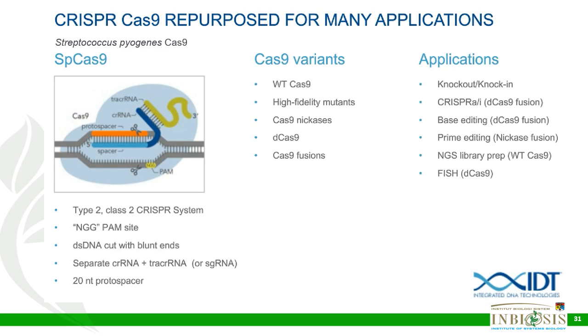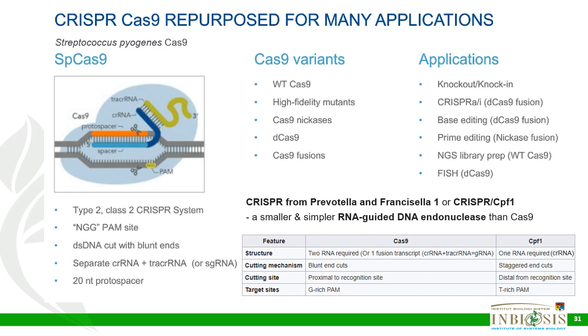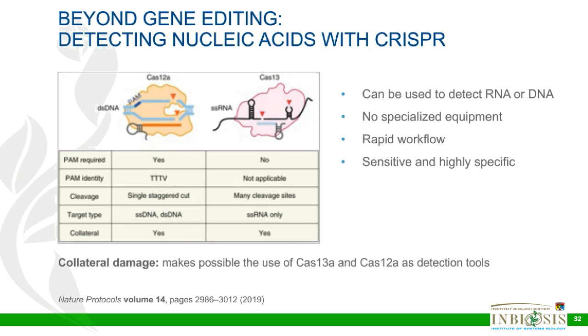Aside from that, the most common Cas9 is derived from Streptococcus pyogenes Cas9. There are also other variants derived from Prevotella and Francisella, known as Cpf1. This is a smaller and simpler RNA-guided DNA endonuclease than Cas9. So this can be used for various applications such as knockout, knock-in, base editing, prime editing, and etc.